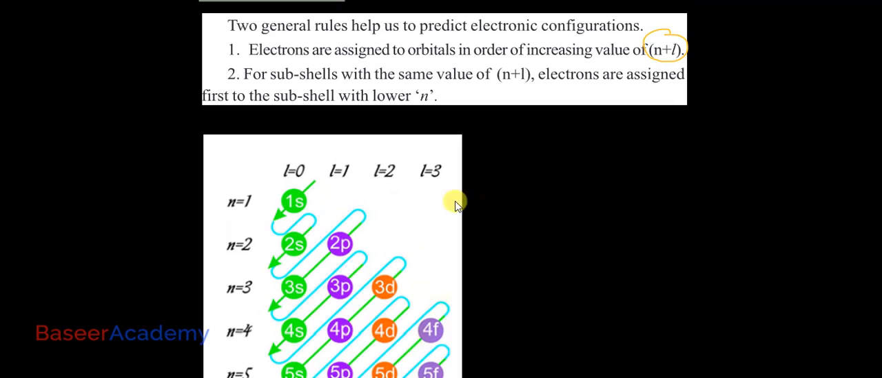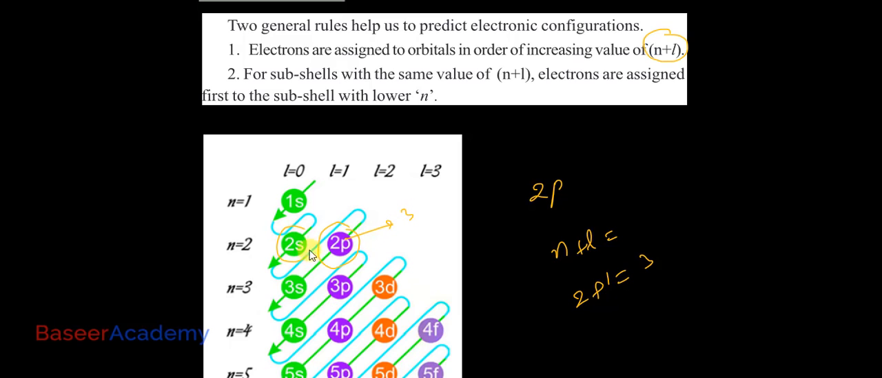This is pretty easy. Let us say I want to find out the n plus L value of 2p. See here, this 2 means the value of n is 2. For 2p, what is the n value? N value is 2. Plus, what is the L value? Go up and see here. The value of L is 1. So n plus L value is 3. For 2p, the n plus L value is 3.